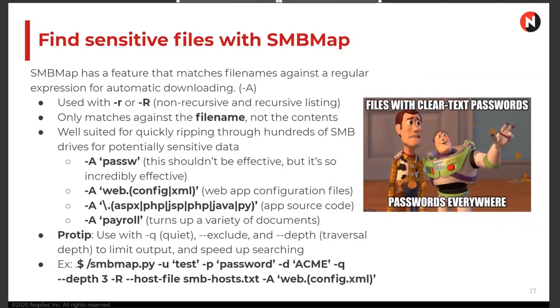Like we said, you can do file listings in a few different ways. So when you want to find sensitive files with SMBMap, you're basically talking about matching file names against a regular expression. And it just checks the file name. It doesn't check against the contents. And you could do this in a few different ways.